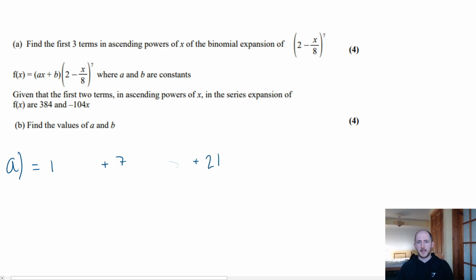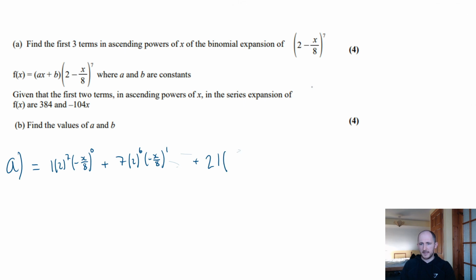Like so. Now what do we do? We start off with the highest power of the constant and the lowest power of the x. So we have 2 to the power of 7. And then we have minus x over 8. So it is a negative, so we need to make sure we keep that negative. And then we keep going. So reduce the power of the constant by 1, increase the power of x by 1.